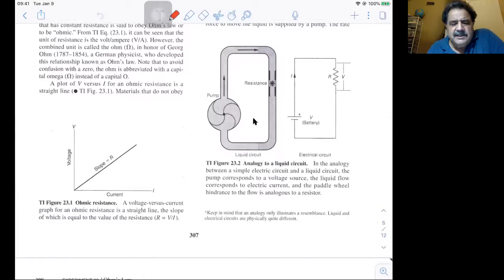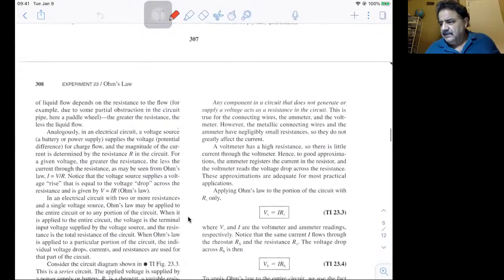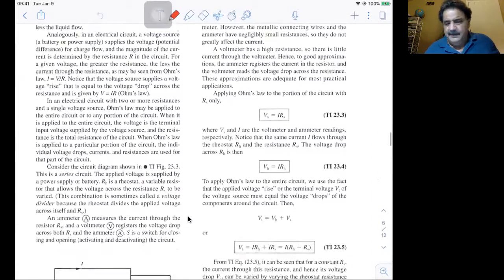There's an analogy given on resistance. Resistance restricts the flow of current, and they're given here a water analogy, and that's fine. You should read that. I always try to move it on my computer, not on my iPad.